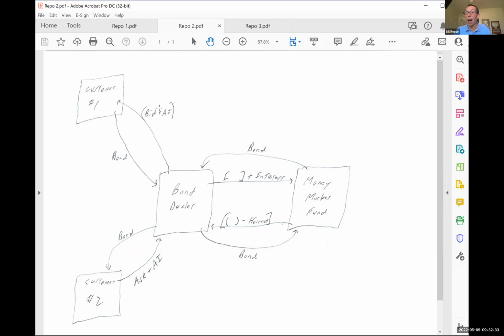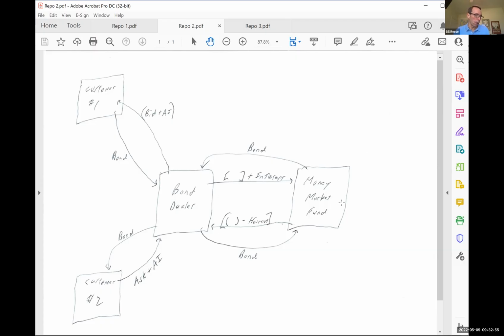Now, this could be millions of dollars. Where does the bond dealer come up with that money? Well, simultaneously with buying the bond from customer number one, the bond dealer is going to be selling the bond to the money market fund, selling it through a repurchase agreement, where they're going to be selling it with an agreement to repurchase it.